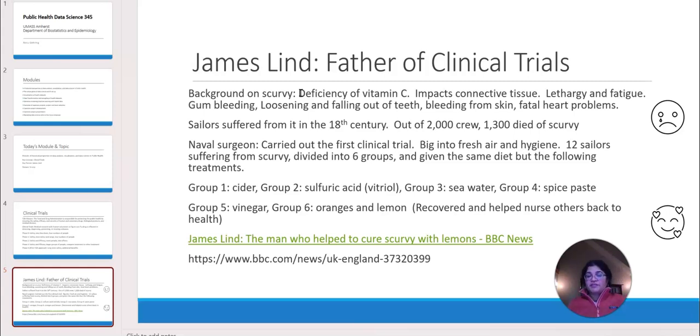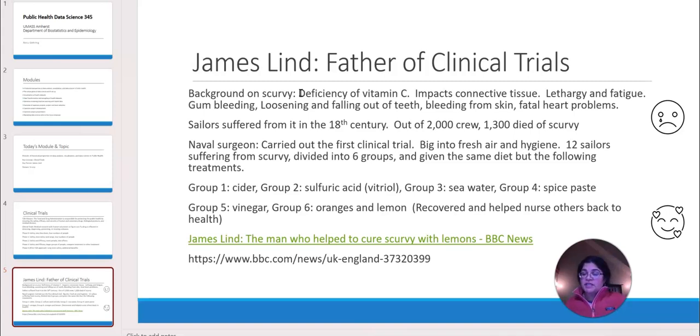Now, James Lind was a naval surgeon, and he was big into fresh air and hygiene. And he wrote about those extensively, how important it was for sailors to get fresh air and to keep clean conditions. So, at that time, there were many theories about what was causing scurvy. One possible hypothesis was that it was the salty air that was causing it. And there were many remedies that, bizarre as they may sound, seemed perfectly reasonable to the people at that time.